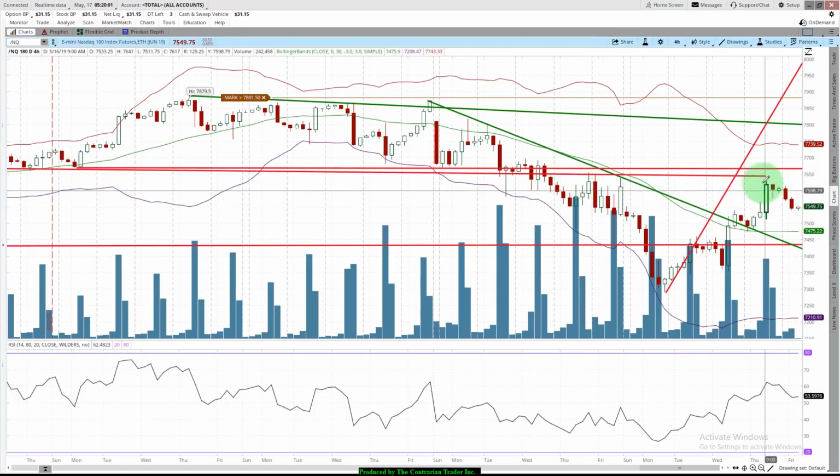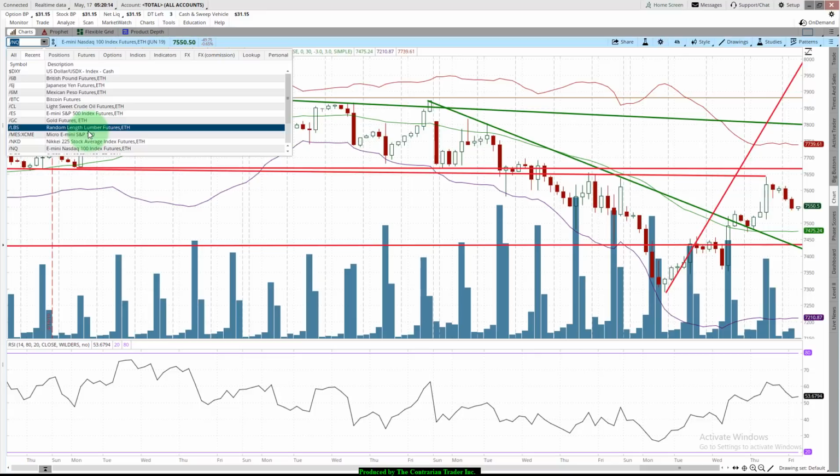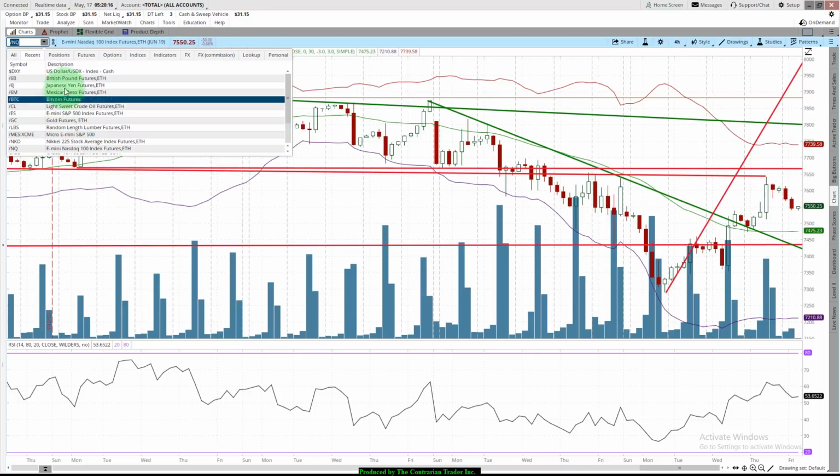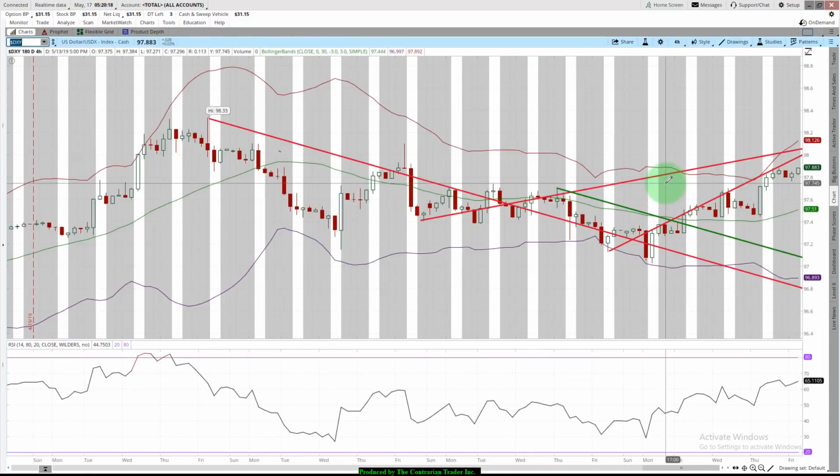So you can see where we peaked out yesterday on the NASDAQ had been resistance and support in recent past. Taking a look at, let's go to the dollar. The dollar is strong again. It's strong on China trade fears.